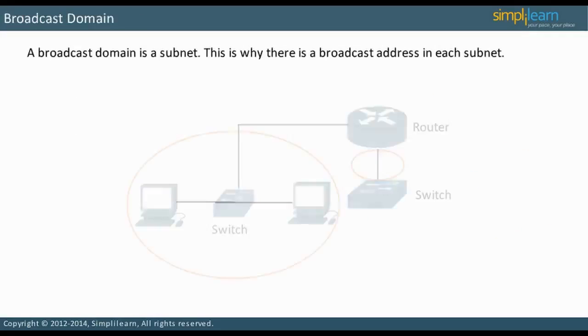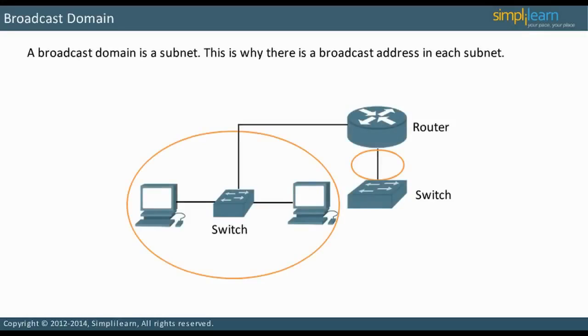Each router interface is in a different subnet. This is the same as a broadcast domain. Each Layer 3 multi-layer switch VLAN also defines a broadcast domain. Any Layer 3 entity bounds a broadcast domain. Note in the topology how the router interfaces divide the network into more broadcast domains. Basically, a broadcast domain is a subnet. As a result, there is a broadcast address in each subnet. In the following slide, let us discuss the considerations for collision and broadcast domains.